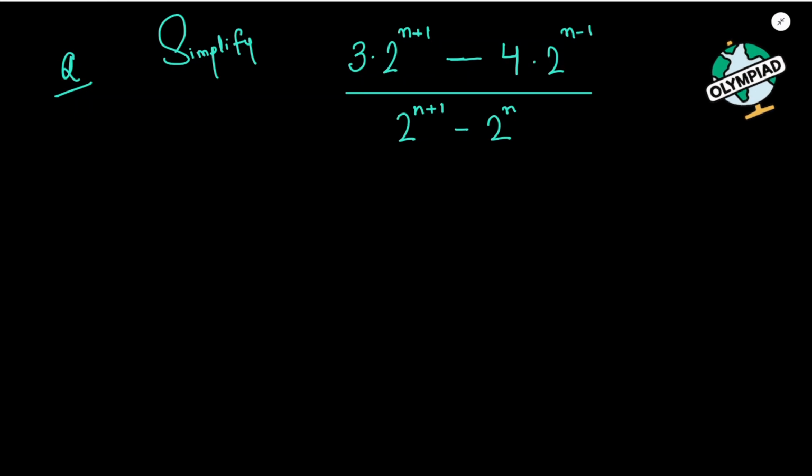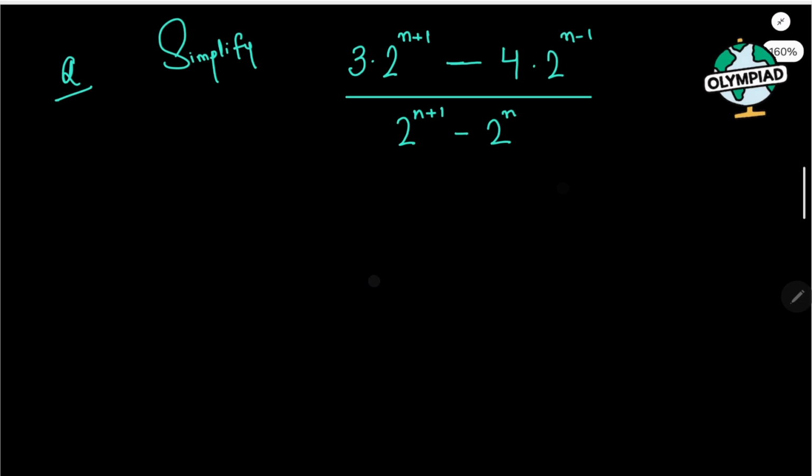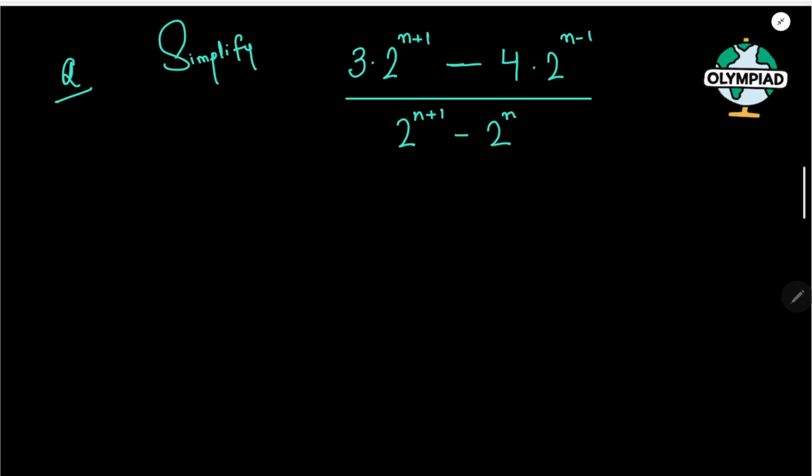So we have one exponents and power question here. We need to simplify this term. We are given 3 times 2 raised to power n plus 1 minus 4 times 2 raised to power n minus 1, divided by 2 raised to power n plus 1 minus 2 raised to power n. What is the solution now?